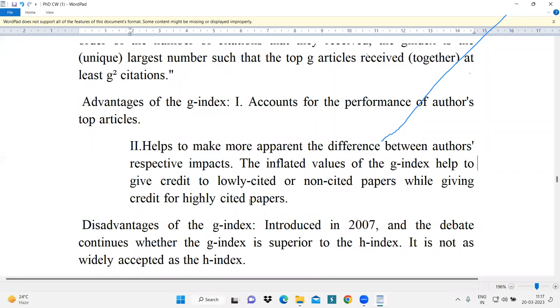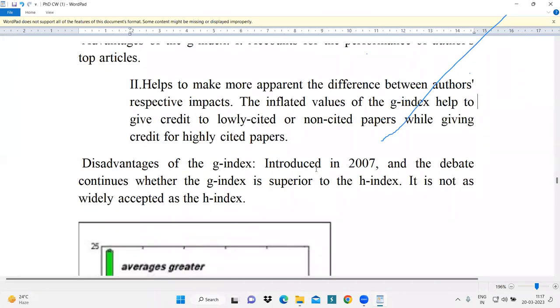Highly cited papers are placed above, and the articles are arranged according to highly cited papers first, then low cited papers. So this G index will tell the top article first and then the low cited article at the end. What is the disadvantage?